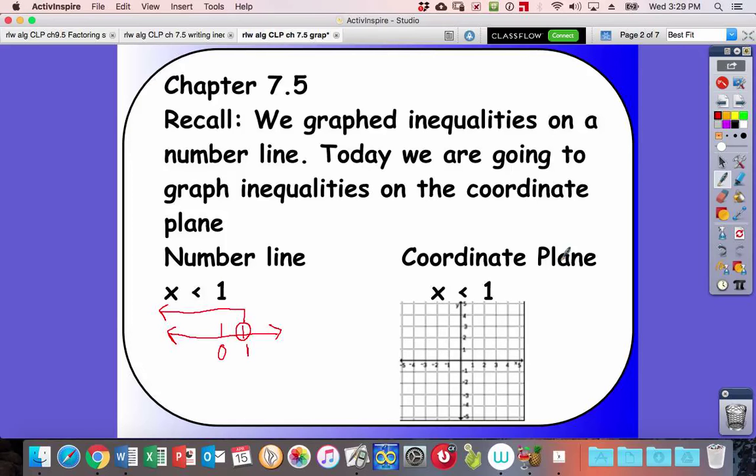When we hop to the coordinate plane, it's very similar. I'm going to look where x is equal to 1, which would be right here, everywhere right here. And this time, I'm going to talk about a region. So I would graph that exact same inequality like this. That's how I graph it on the coordinate plane.